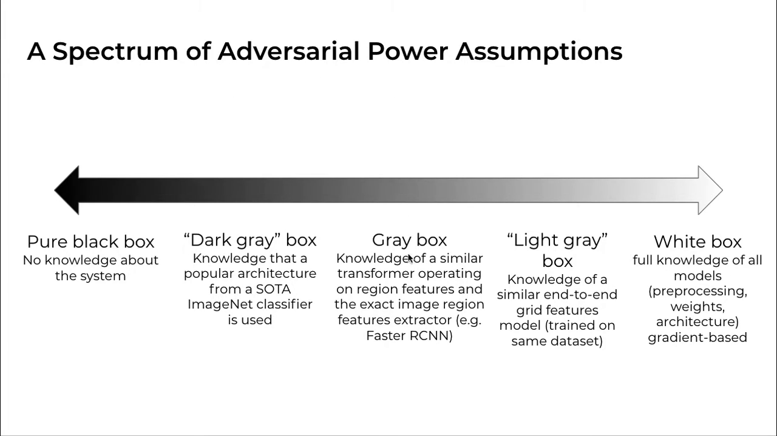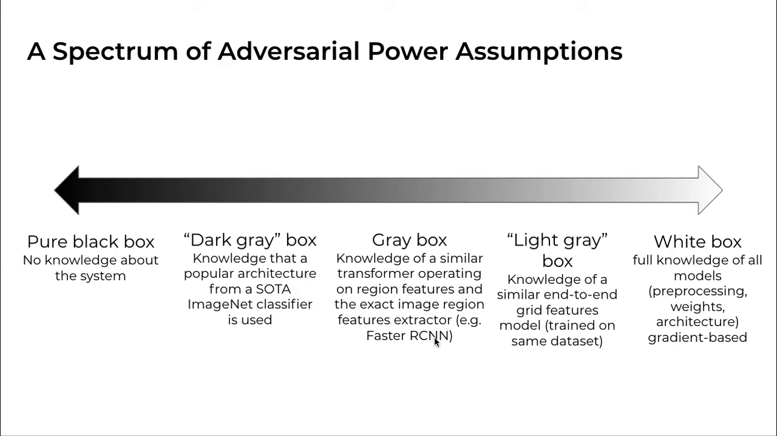So these two are meant to frame both the most powerful and the least powerful adversary. But our research is going to focus in the middle on these three varieties of gray box attacks. I will explain these gray box attacks a little bit on the next slide, but just to give you an idea of the other two, the dark gray box attack is going to assume only knowledge of an ImageNet classifier with state-of-the-art performance, right? This is something you can get off of the internet pretty easily, so it is still a pretty weak adversary. And then on the flip side, the light gray box attacks are somewhat more powerful adversaries that have some grid features model that is trained on the task at hand, that is trained on multimodal classification.